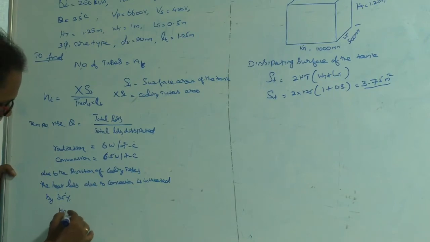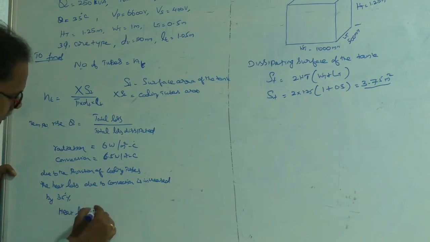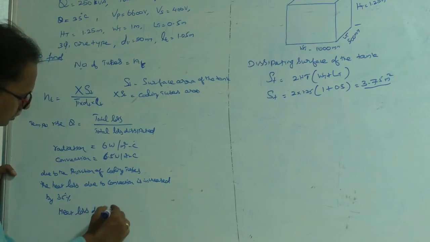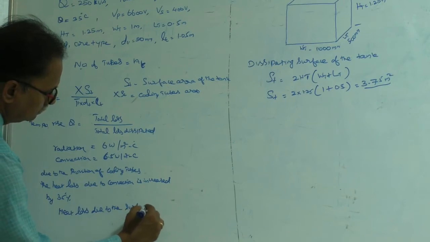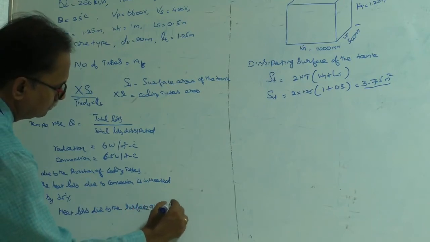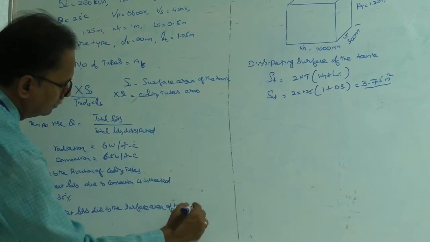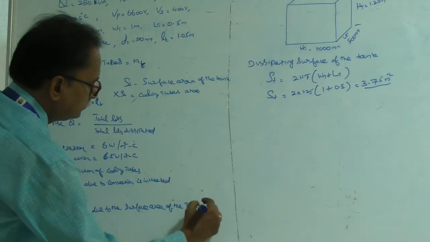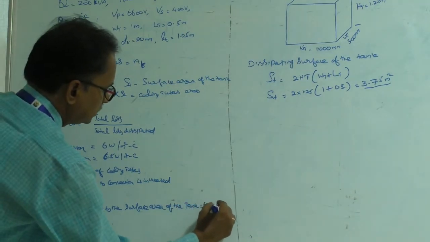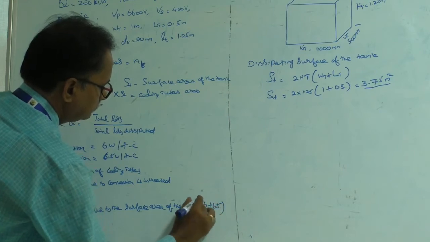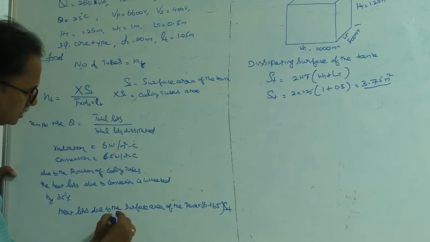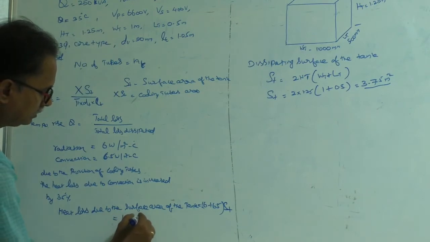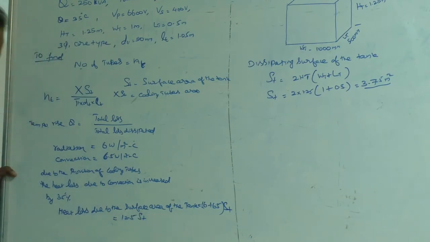Heat loss due to the surface area of the tank is equal to 6 plus 6.5 into ST. This is equal to 12.5 ST, surface area of the tank.